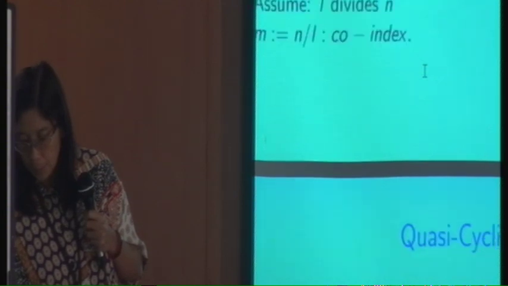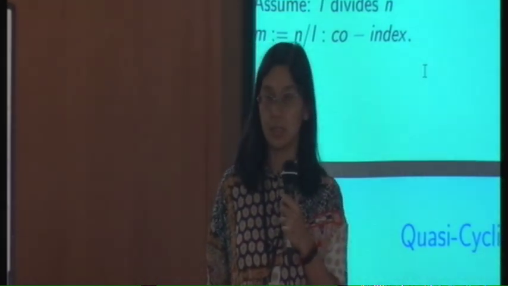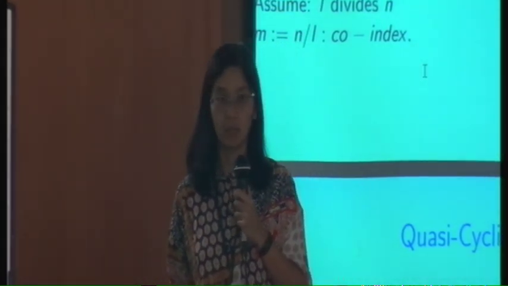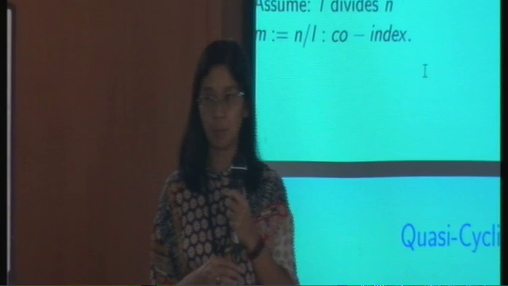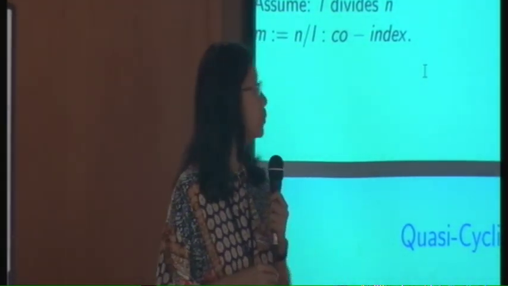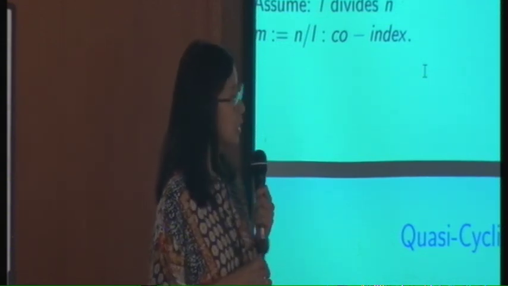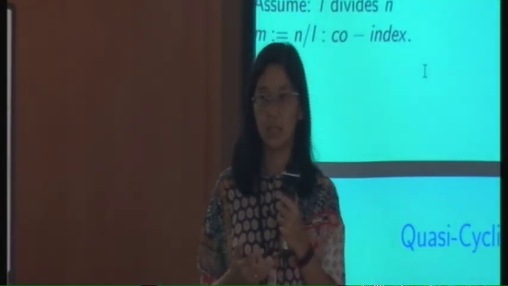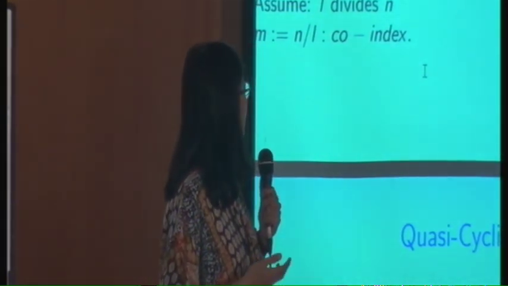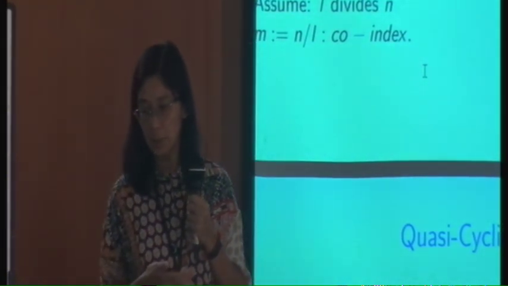Okay, let me start with codes over rings. Now A is a commutative ring with identity 1. I should say a finite commutative ring. And instead of subspace, now we are working with submodule. A linear code C of length n is an A-submodule of A power n. It means that for all x and y in C, x plus y is in C, and for alpha in A, alpha x is also in C.